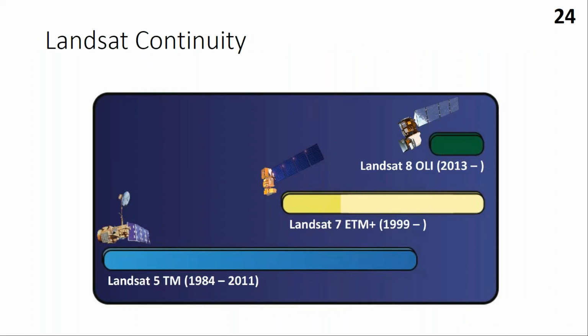And so because we have this Landsat continuity, we can look back through time, back to 1984 at any site we want in the United States and most sites around the world. And next slide.